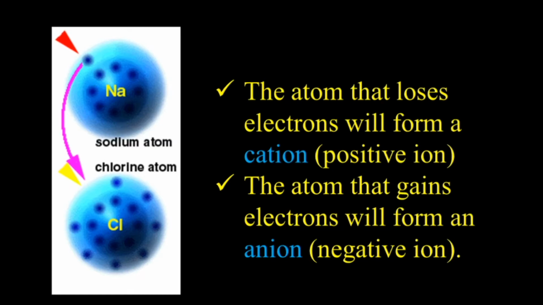The chlorine atom gains one electron, so it has a negative charge and it is known as an anion. So if the atom loses electrons, it is a cation; if the atom gains electrons, it is an anion. These are important concepts. They may be asked as a 1 mark question: what is a cation or what is an anion.